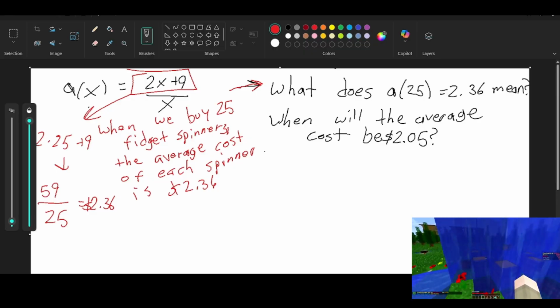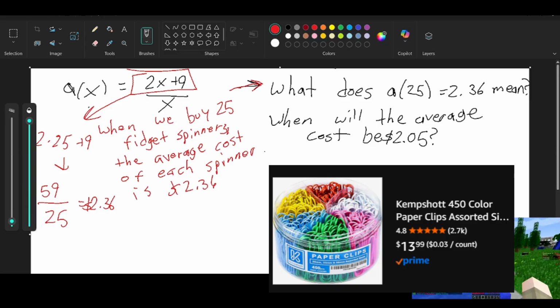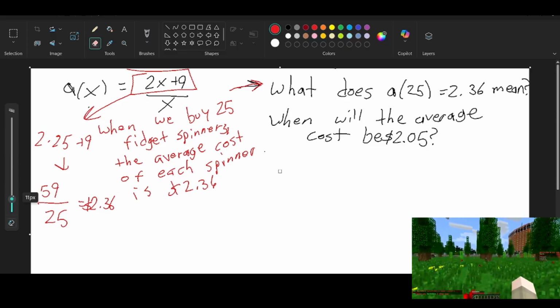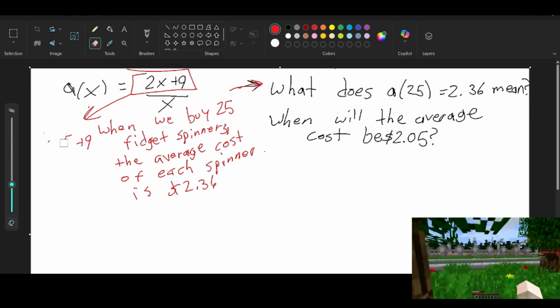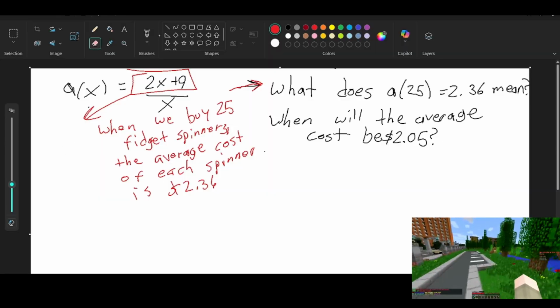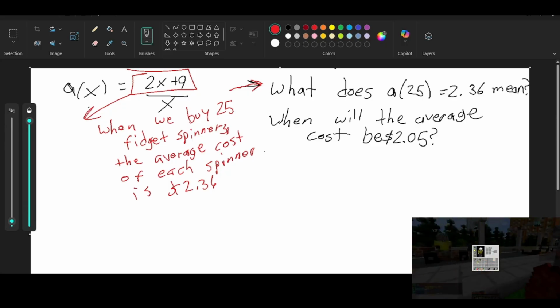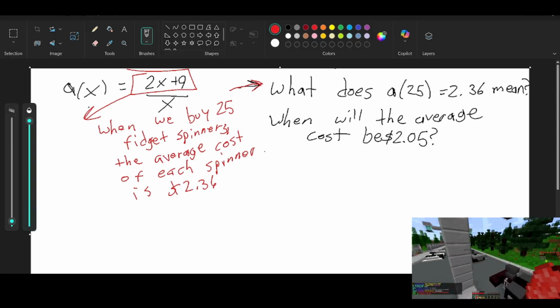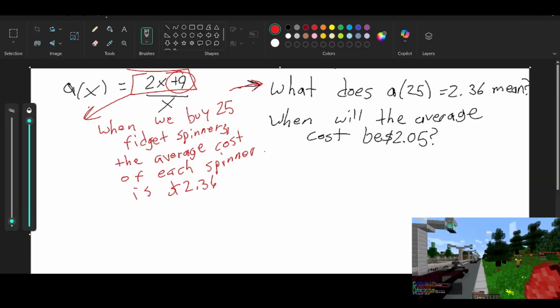Right? If you've ever been on Amazon, you'll see that under the cost, it'll say like $0.06 per unit. That's kind of the same thing we're doing here. Sometimes you might get a better deal when you're purchasing more. That doesn't mean you're spending less overall. We're still spending $59 for 25 fidget spinners, which is kind of a bit of money. But either way, the individual cost of those spinners decreases when we're splitting this initial cost in more ways.